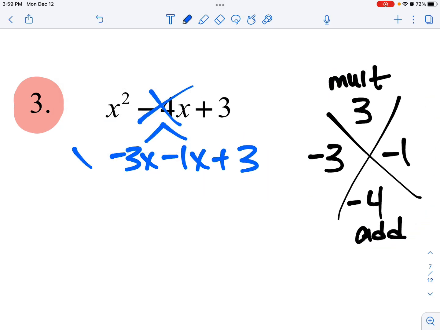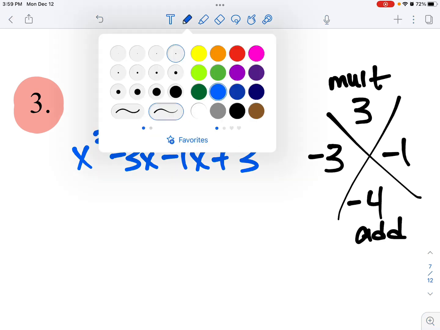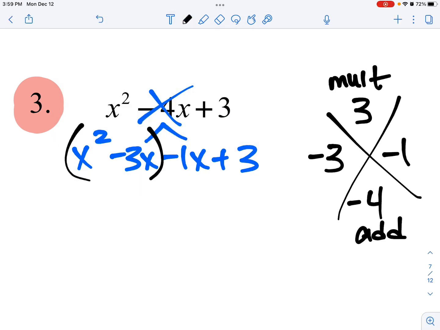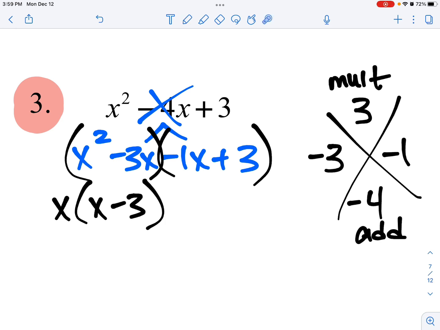And we keep the x squared at the beginning. From there, you do your parentheses, parentheses. So what can I take out of this group? Just an x, left with x minus 3. What can I take out of this group?